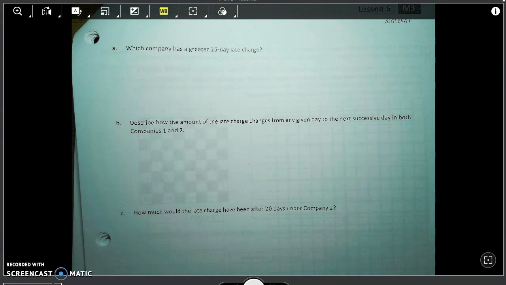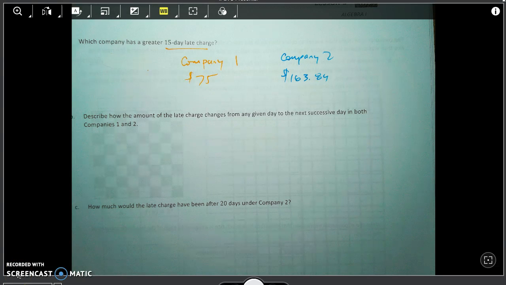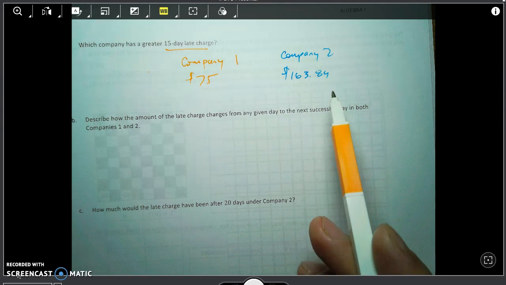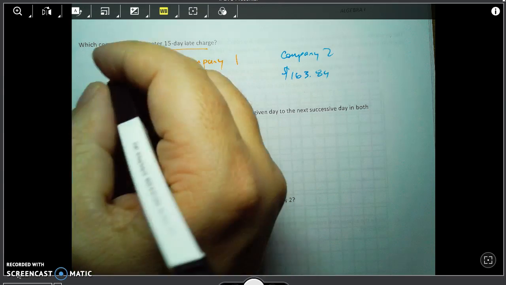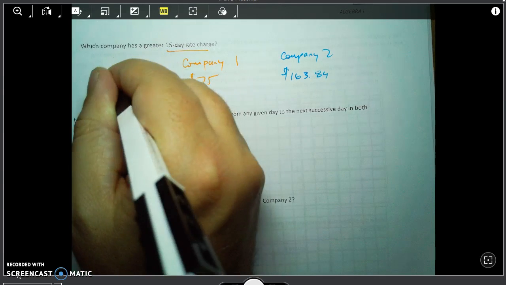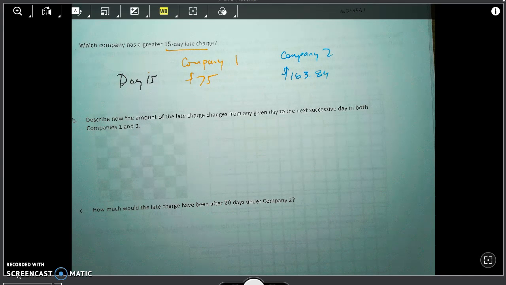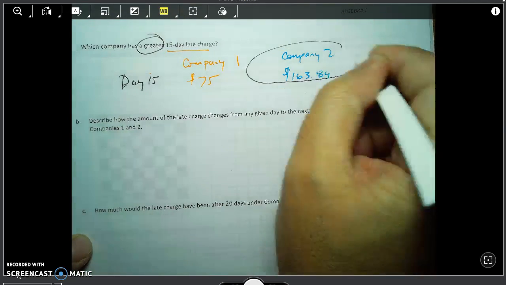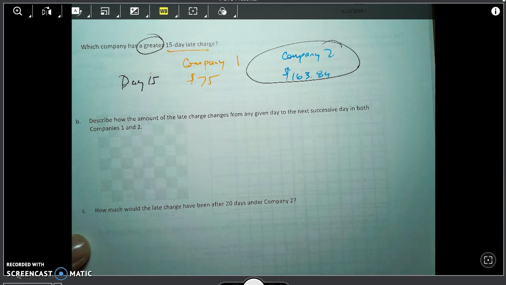Question A: which company has a greater 15-day late charge? If you completed your table, you'll realize that Company 2 charges on day 15 $163.84, whereas Company 1 charges only $75. So which one has a greater charge? It will be Company 2. So the answer is Company 2.